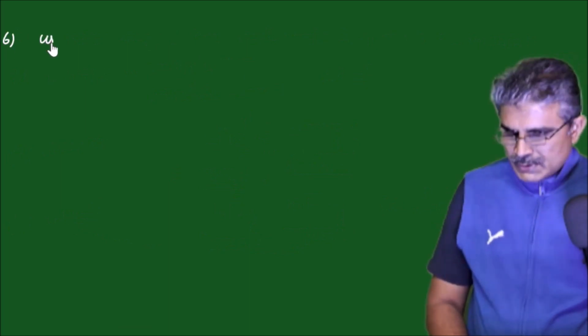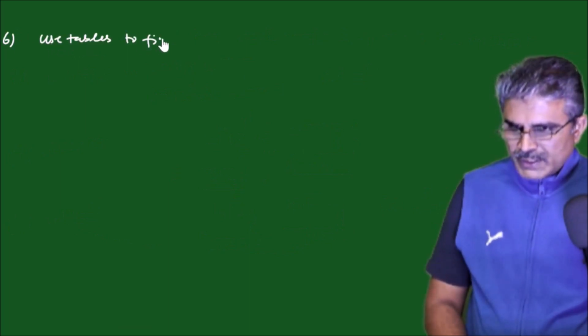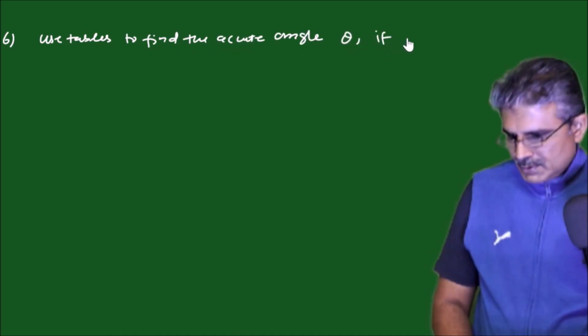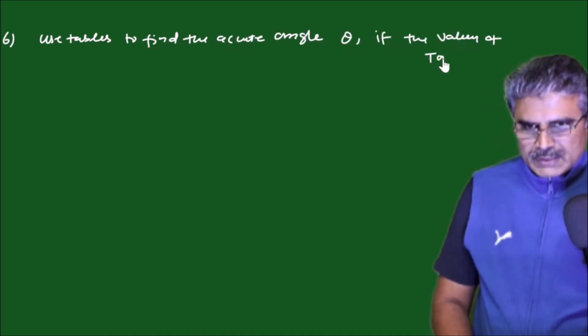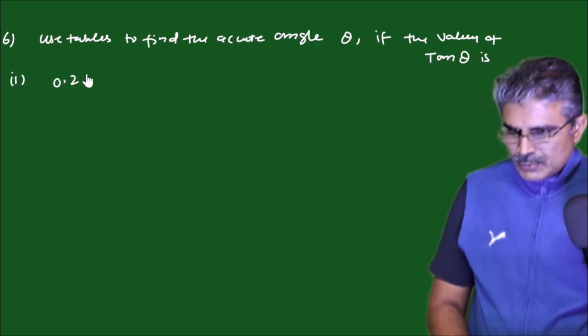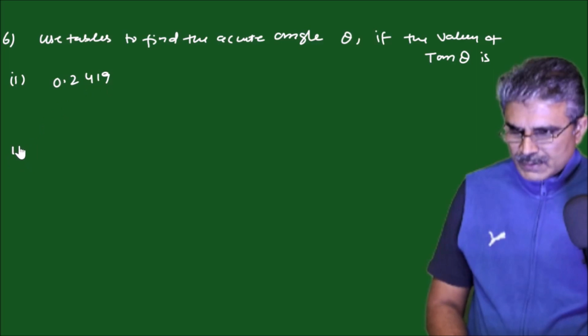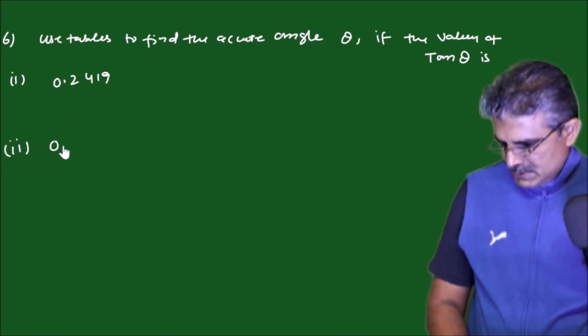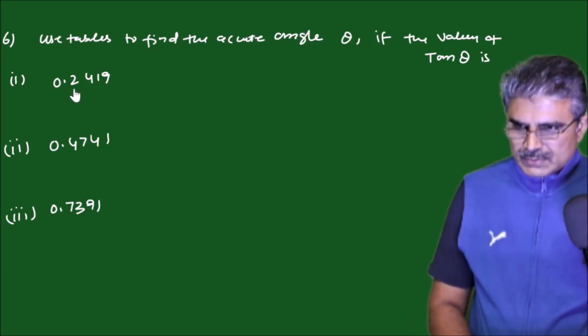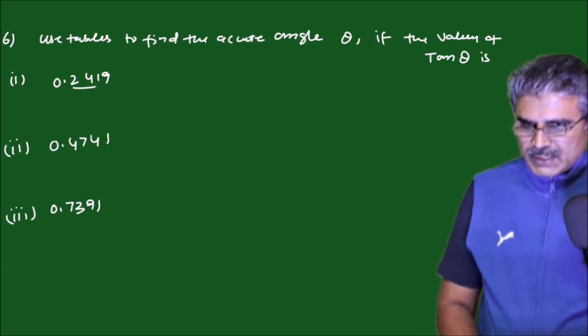So the next question is, use tables to find the acute angle theta if the value of tan theta is, first one 0.2419, second one 0.4741, and third one 0.7391. So check the value 2419 in the tan table.